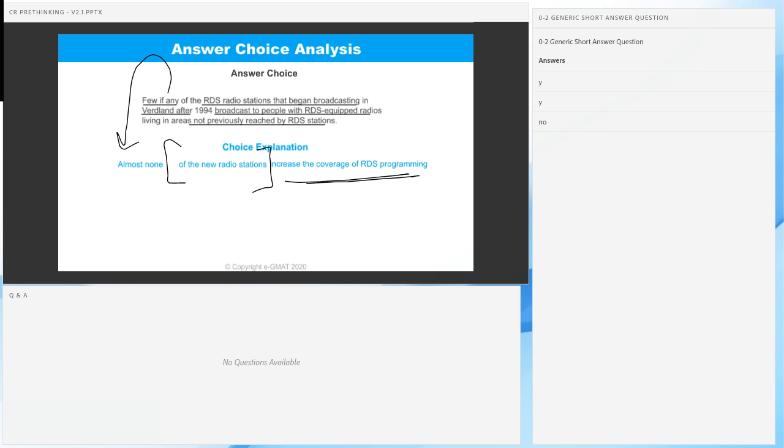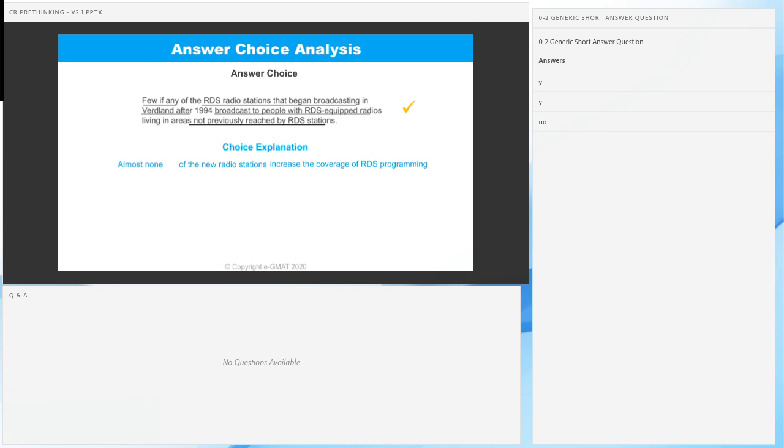Increase the coverage of RDS programming. This means that broadcast to people with RDS equipped radios means almost none of these new radio stations are put in areas where people earlier had the RDS radios but had no coverage. So what this is really saying is that almost none of the new radio stations increase that coverage of RDS programming. This is my correct answer.